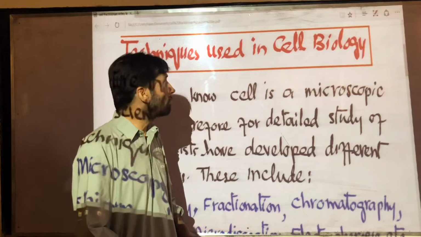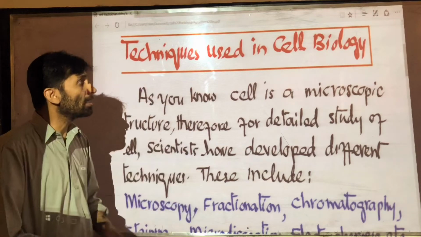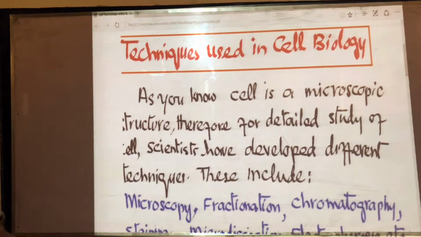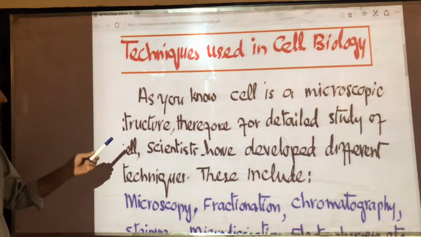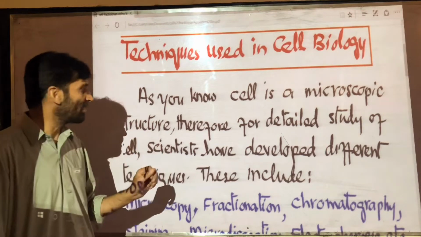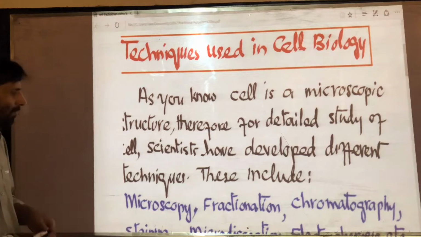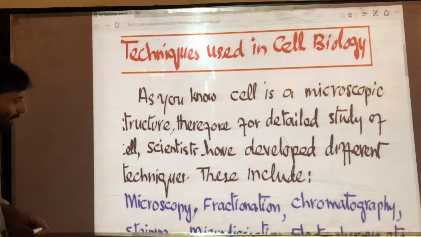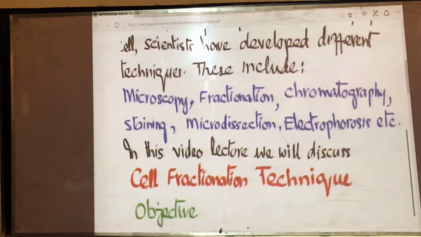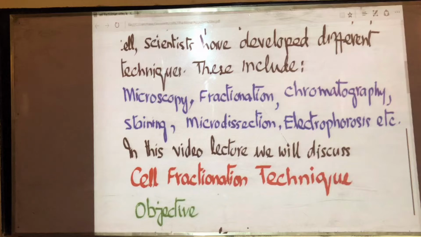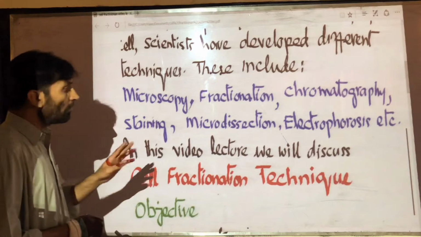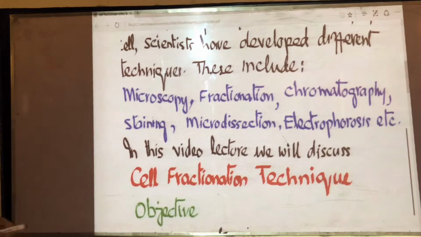Today we are talking about techniques used in cell biology. As you know, cell is a microscopic structure. Therefore, for detailed study of cell, scientists have developed different techniques. These techniques include microscopy, fractionation, chromatography, staining, microdissection, micrometry, etc. In this video lecture, we will discuss one of these techniques, and that is cell fractionation technique.